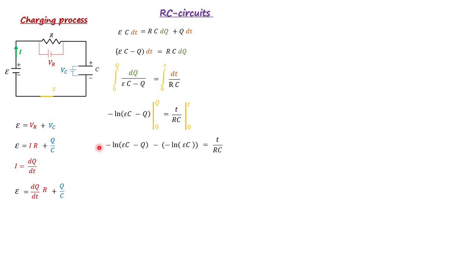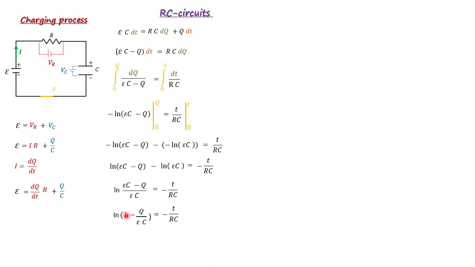I'm just going to multiply both sides by minus. Then I get ln epsilon C minus Q minus ln epsilon C, and I have minus t over RC. So this is ln A minus ln B, which is ln A over B. Therefore, let's rewrite this equation as ln of epsilon C minus Q over epsilon C, and I have minus t over RC. Let's simplify this equation. So epsilon C cancels out. Then we have ln of 1 minus Q over epsilon C. Then we have minus t over RC on the right side.